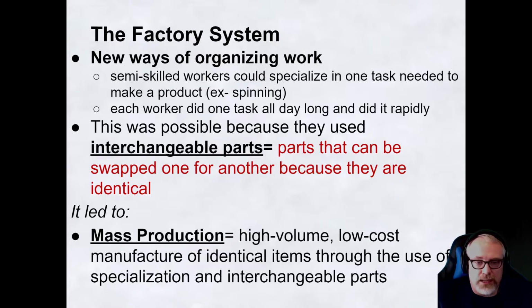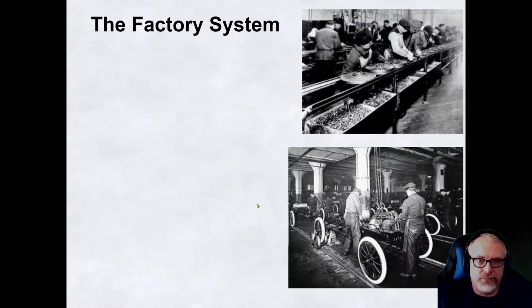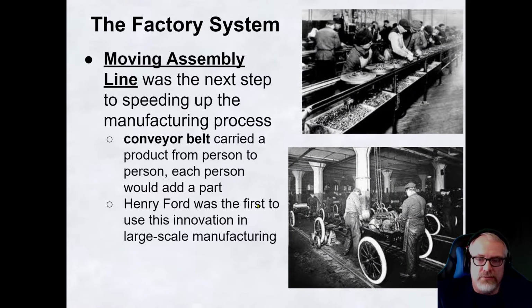And this leads to mass production, which is high volume, low cost manufacture of identical items through the use of specialization and interchangeable parts. So the factory system leads to interchangeable parts, which leads to mass production. And then eventually, this will lead to the assembly line. So this gets us to Henry Ford. So this was the next step to speed up the manufacturing process.